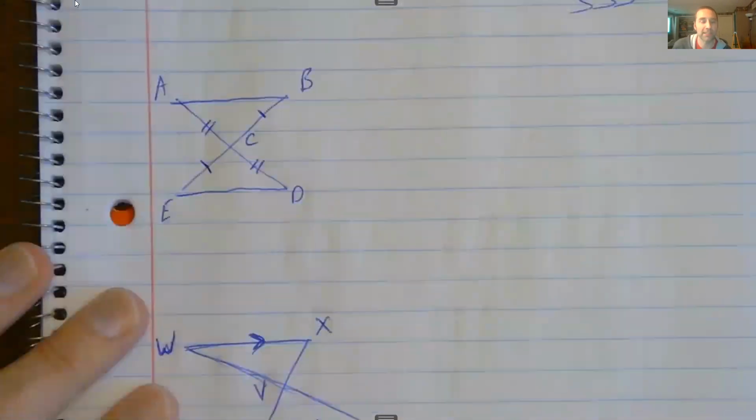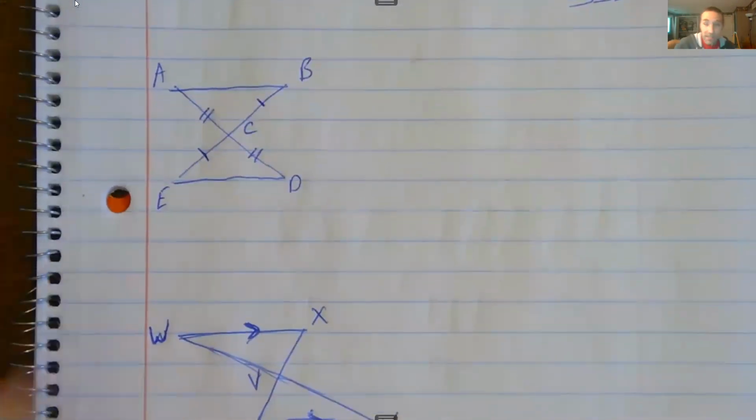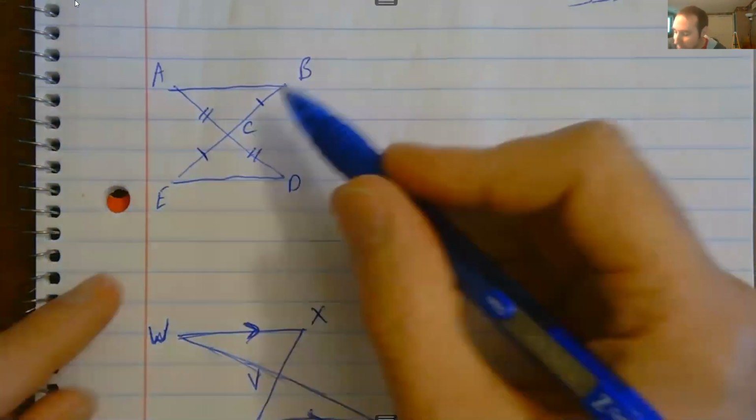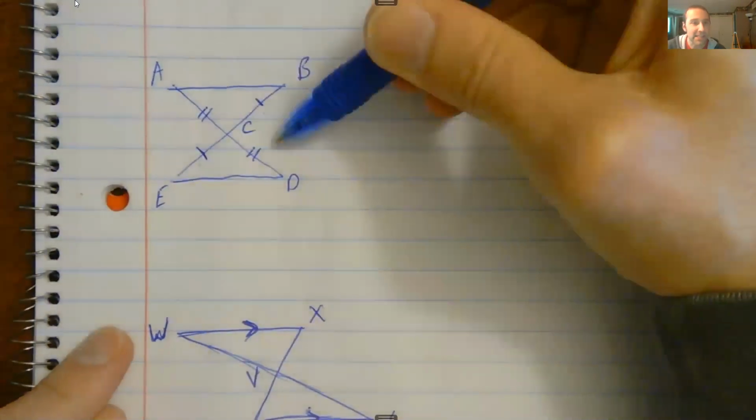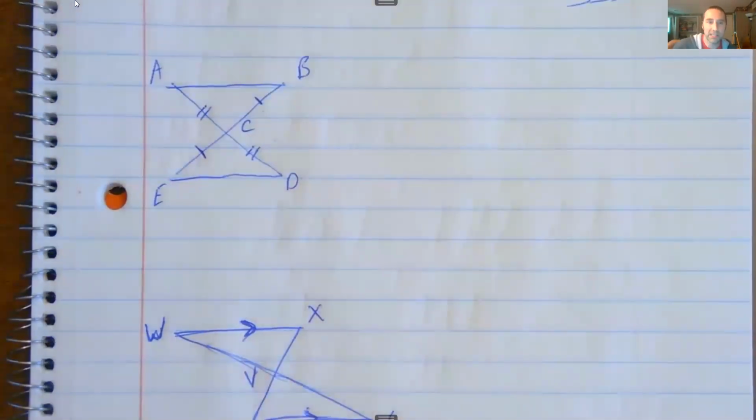All right, moving on to our next example here. Again, it looks like we only have 2 pieces of information. It looks like segment EC and segment CE are congruent, and then AC and CD. Where's that hidden 3rd piece of information?